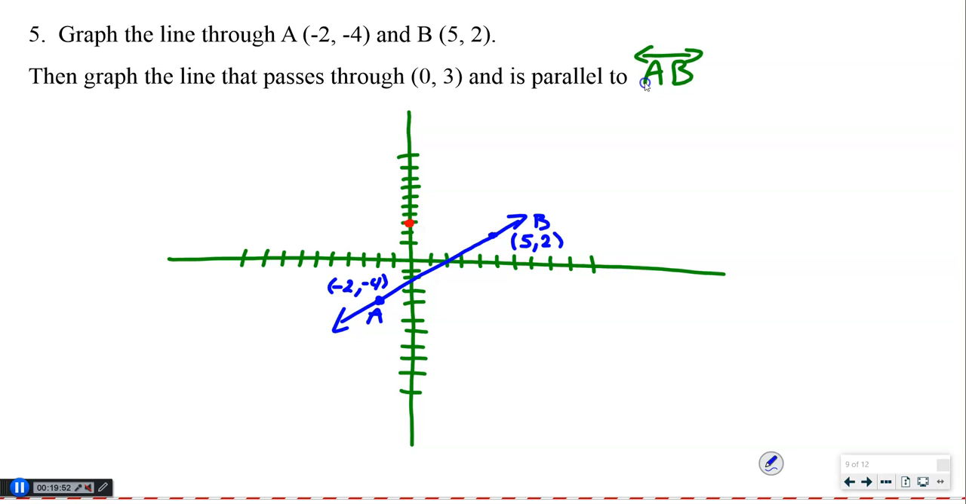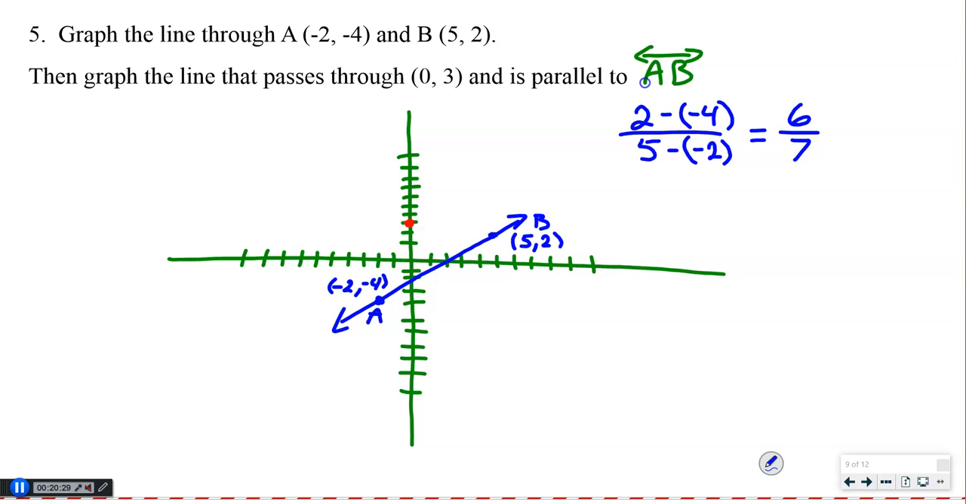So there's 2 ways we can find the slope. We can count out all of our spaces to the right or left, and up or down, or we can use our slope formula. So if I just use the slope formula, I have 2 minus negative 4 over 5 minus negative 2. So 2 plus 4 is 6, and 5 plus 2 is 7. So I have a slope of 6 over 7.